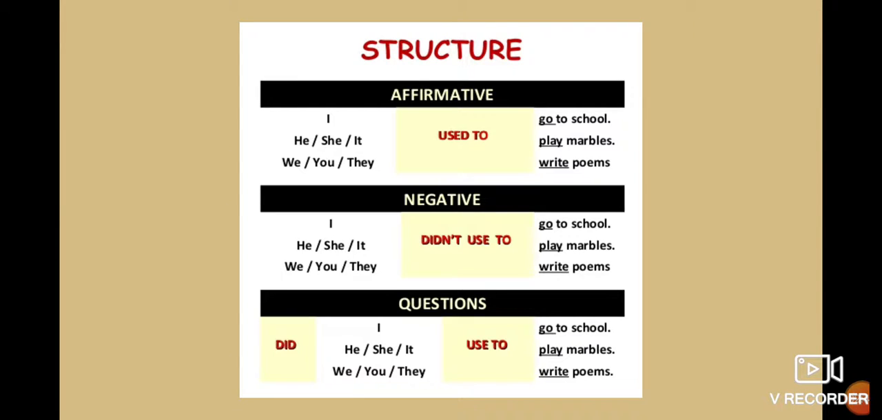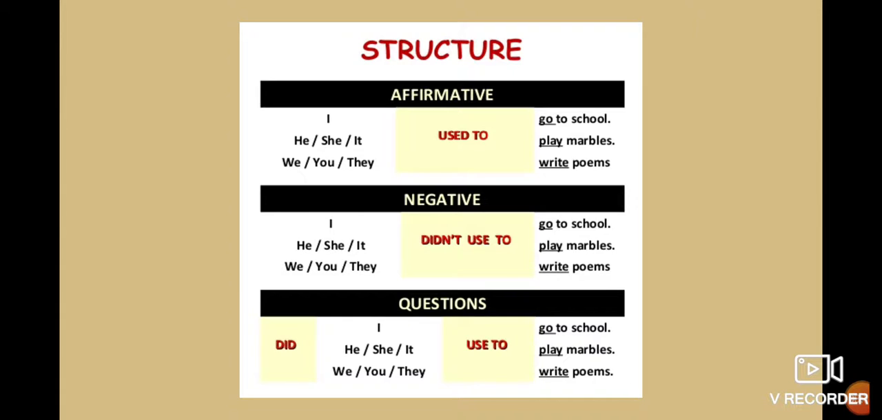Then we have questions. Okay, by forming the question, first you use the helping verb, that in this case is did, or the auxiliary. Then you use the subject or the pronoun, and then you use the expression used to, and then the main verb and the complement. So you can say, did I used to go to school? Did she used to play marbles? Did you used to write poems? Okay, so this one is a question. ¿Solías ir a la escuela? So if you say it in Spanish, yes?